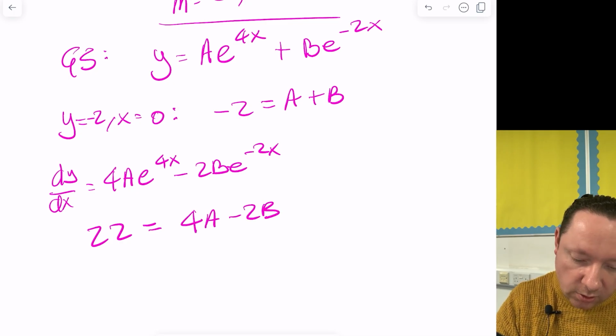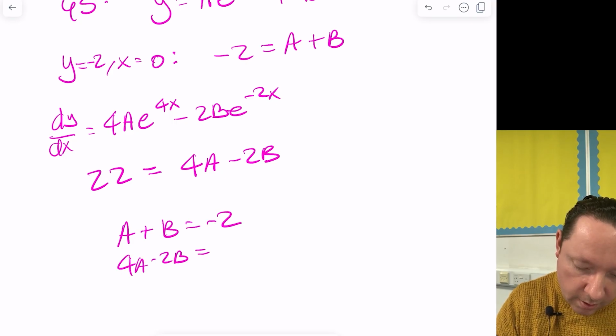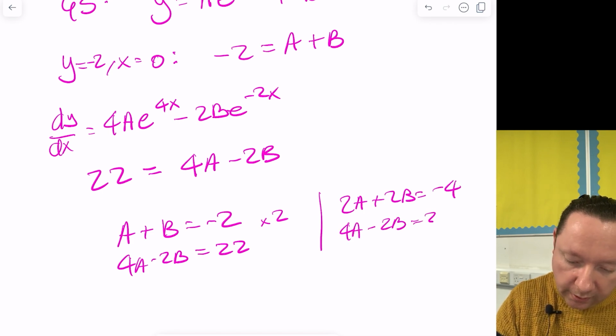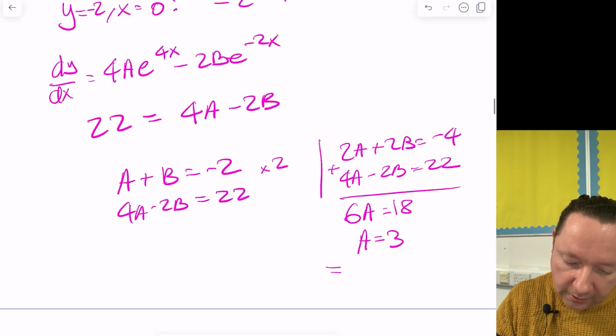So you've got two equations. Let's just solve them simultaneously. We'll put them one above the other. So I'll just times the top one by 2. So that's going to give me 2a plus 2b equals minus 4, and 4a minus 2b equals 22. Adding them together, you get 6a is equal to 18. So a equals 3. And that implies that b must equal minus 2 minus 3, which is minus 5. So we get 3 and minus 5.